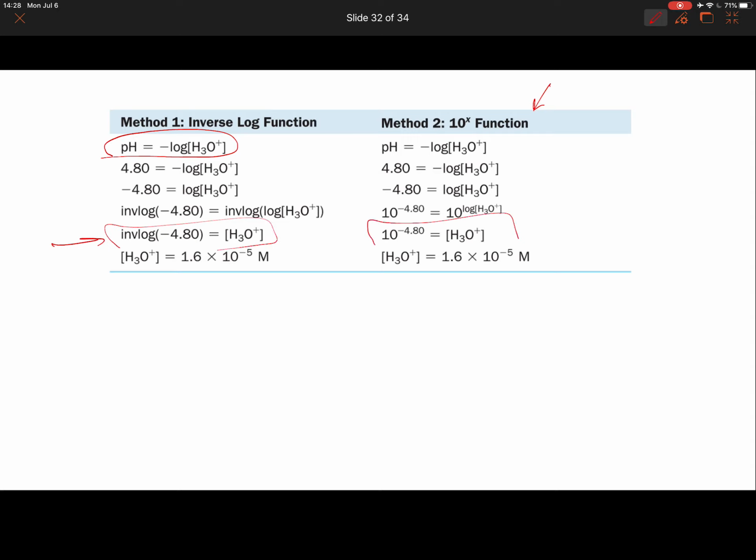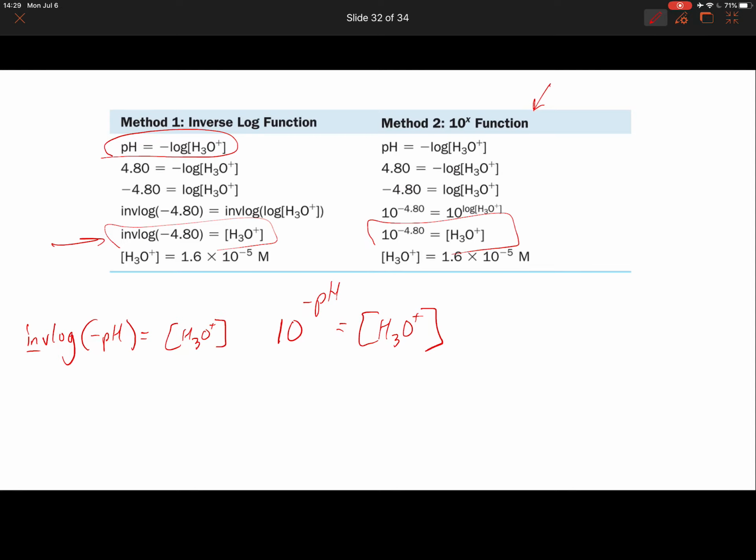So whether you use the inverse log or you use the 10 to the minus method, let me show you what that is. You would go 10 raised to the minus pH, and that'll give you back your hydronium concentration. Or you do inverse log of the negative pH. This will give you back your hydronium. Both of those will work.